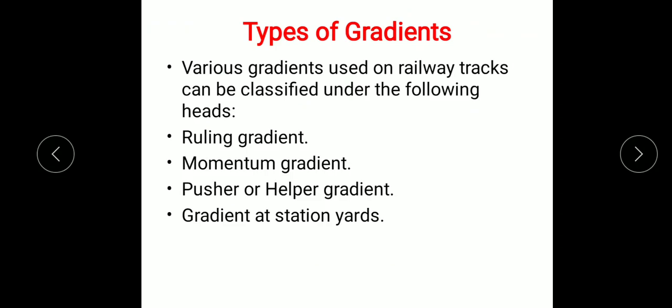Next, basically there are four types of gradients which are used on railway tracks and can be classified as ruling gradient, momentum gradient, pusher gradient, which is also known as helper gradient, and last is the gradient at station yards. Now we will discuss each and every type in detail.